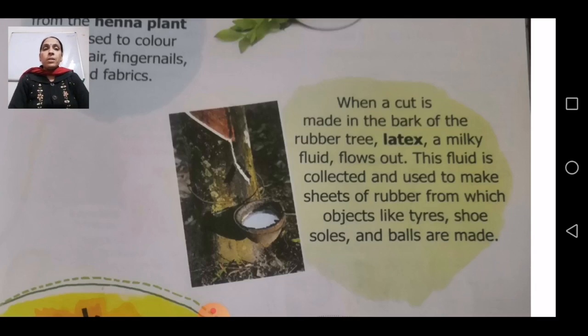Now the liquid which comes out from the bark of a rubber tree is very important to remember: that white liquid is known as latex. A milky fluid flows out, that is latex. This fluid is collected and used to make sheets of rubber from which objects like tires, shoe soles and balls are made. All these things related to the rubber plant are very important. So you all will do this.